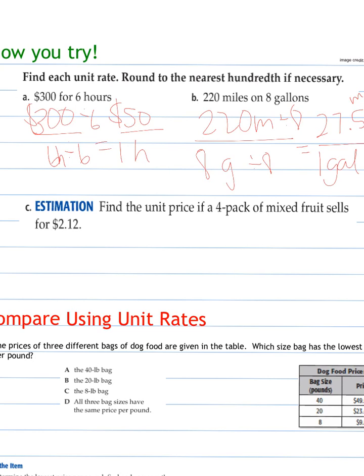All right. Find the unit price if a 4-pack of mixed fruit sells for $2.12. Well, we have to first write it as a fraction. So our 4 over $2.12. Divide both of these by our denominator.